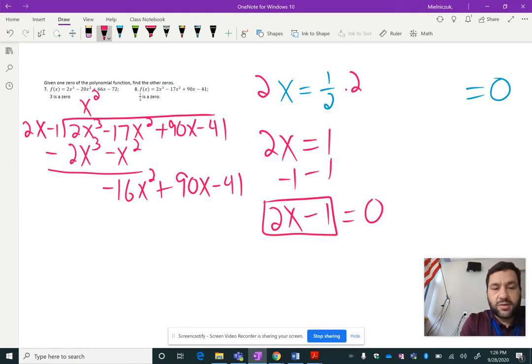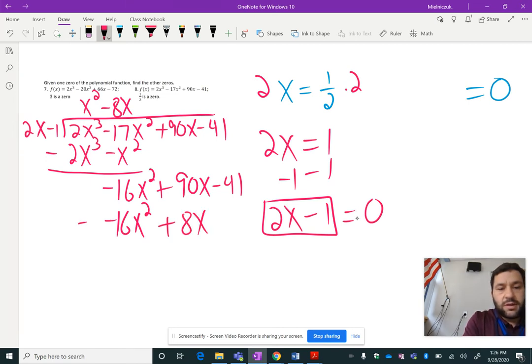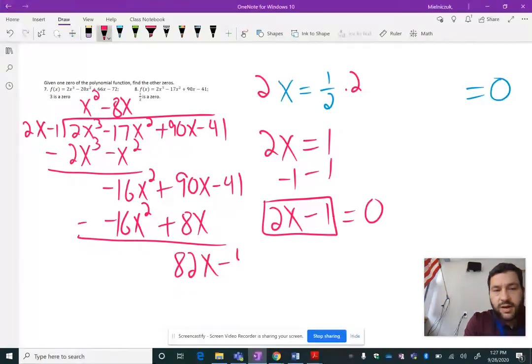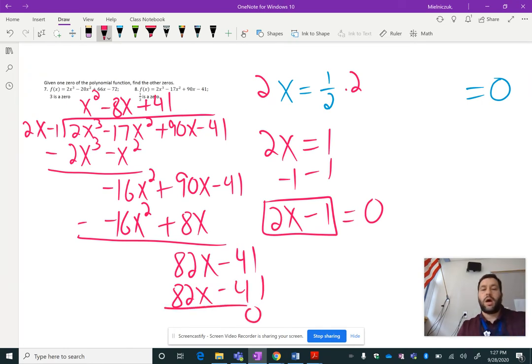2x goes into negative 16x squared, negative 8x times. So negative 8x times 2x minus 1 is negative 16x squared plus 8x. Now we subtract them to get 82x minus 41. 2x goes into 82x 41 times. So we have no remainder in this one.